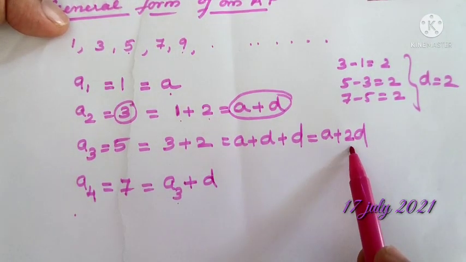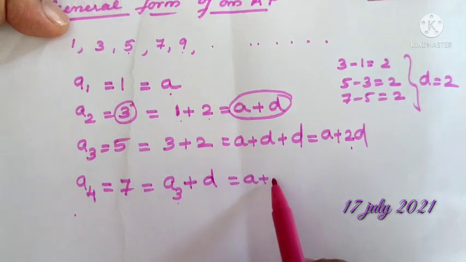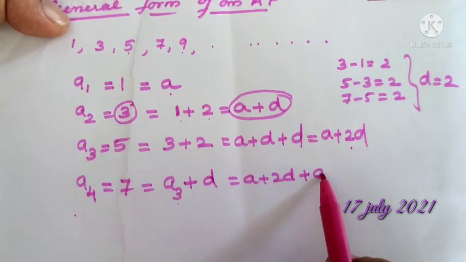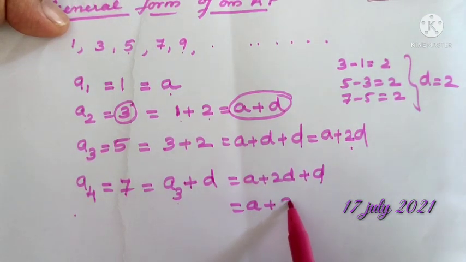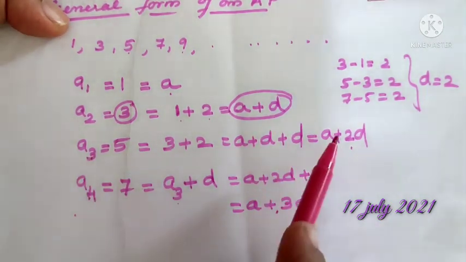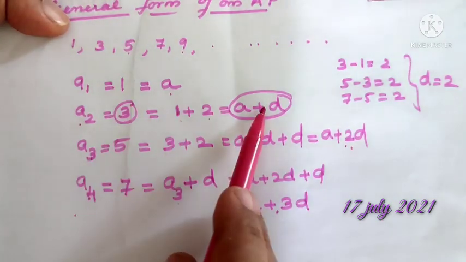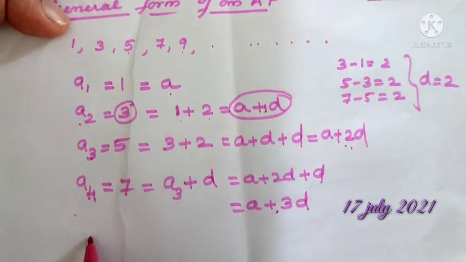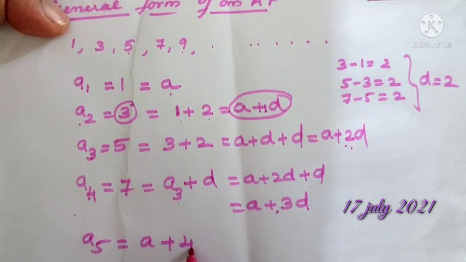A3 we already calculated. That is a plus 2d. So you are getting a plus 3d. See, when 4 is coming 3, when 3 is coming 2, then 2 is coming, it is 1 only. So a5 I can write without thinking anything, a plus 4d.